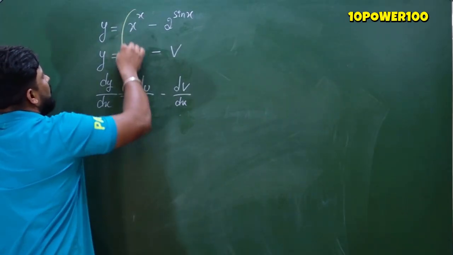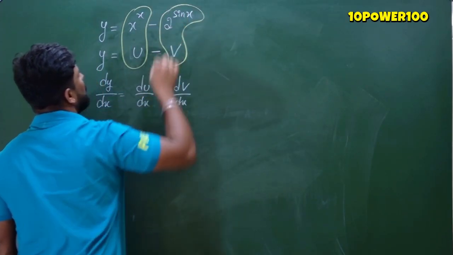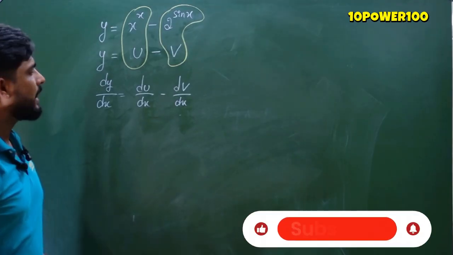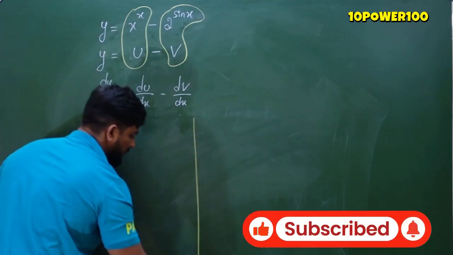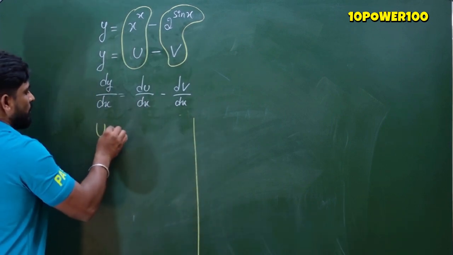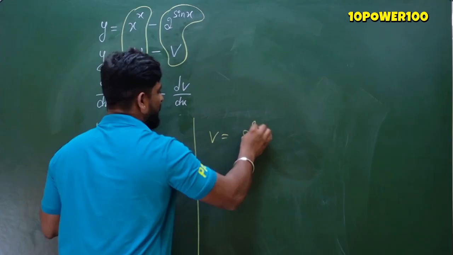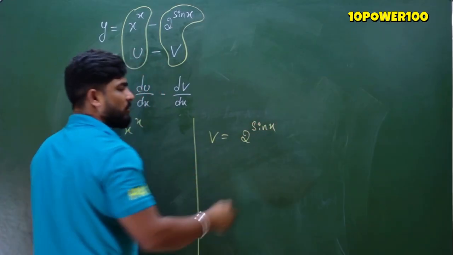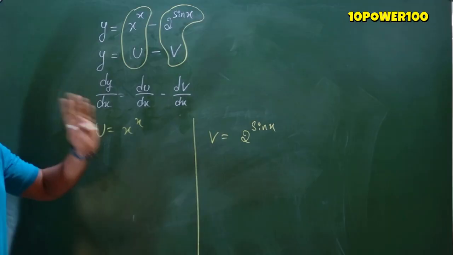And here, u is x to the power x and v is 2 to the power sin x. Okay, in this case, once again you know how to solve that. So what I want you to do is take two things: u is equal to x to the power x and v is equal to 2 to the power sin x. Now the procedure we did in the previous case, that is, take log on both sides, the same procedure you will do here.